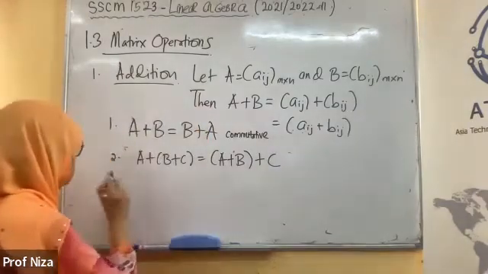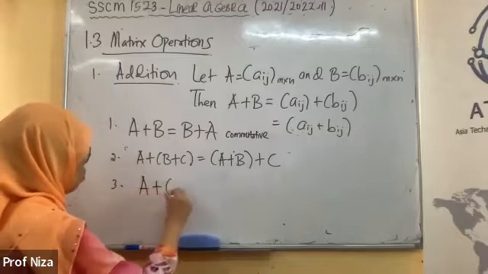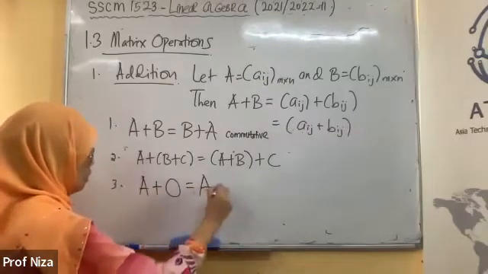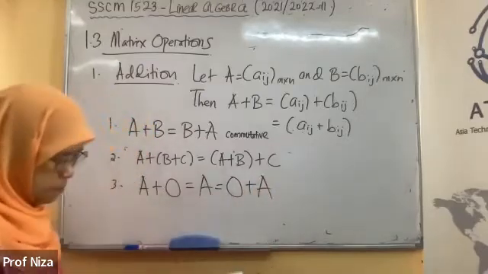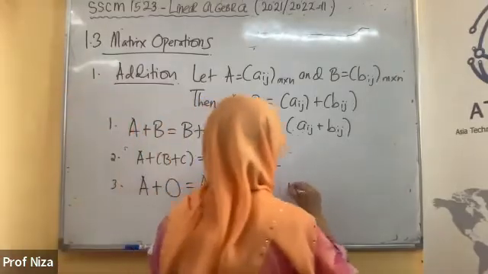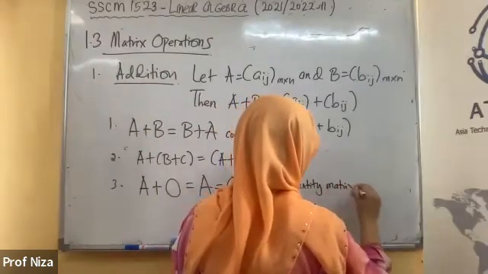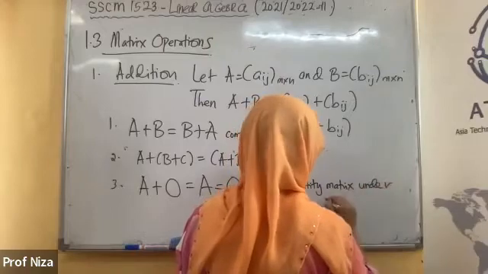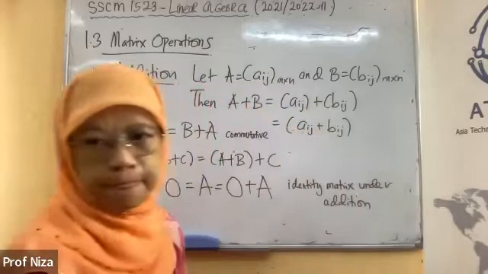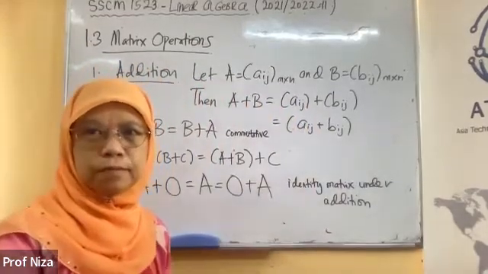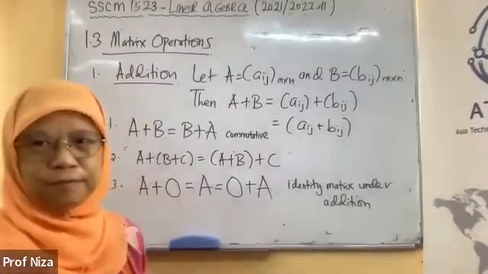Okay. Third one. A plus O is A, and this is also O plus A. Okay, and this is called the identity matrix under addition. Try and prove this. I will give you 2 minutes.